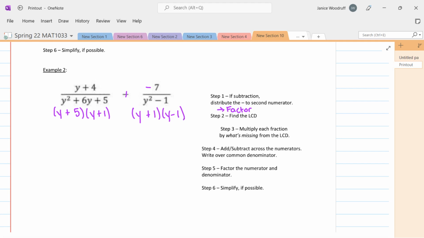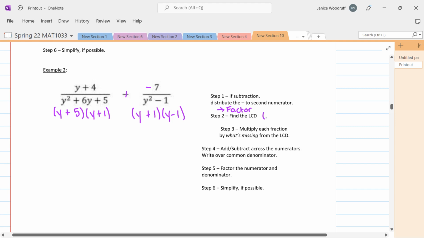So then the LCD you want in factored form, one of each factor. So you need a y plus 5. You need a y plus 1. You already have a y plus 1. You don't need to write it twice unless it was squared. It's not squared. Y minus 1. Okay, so one of each factor.